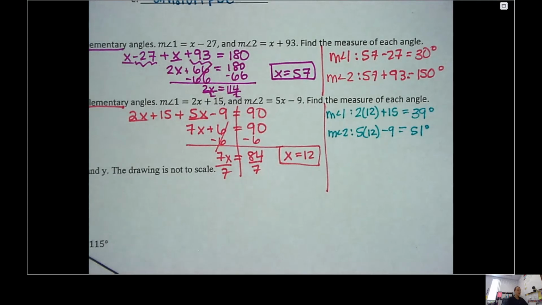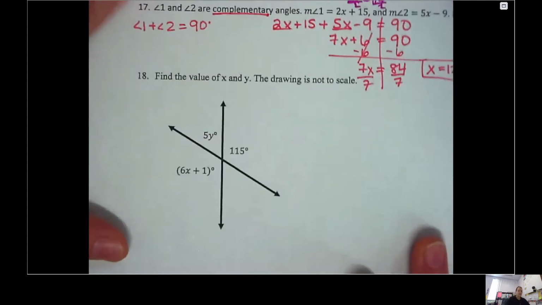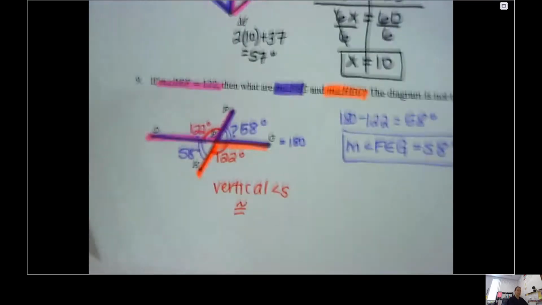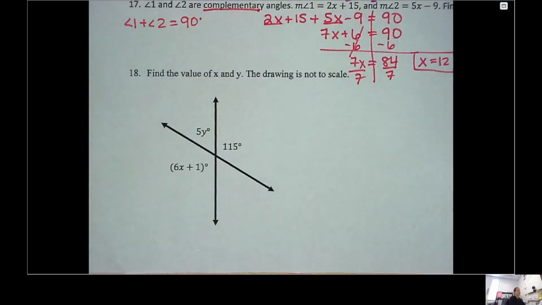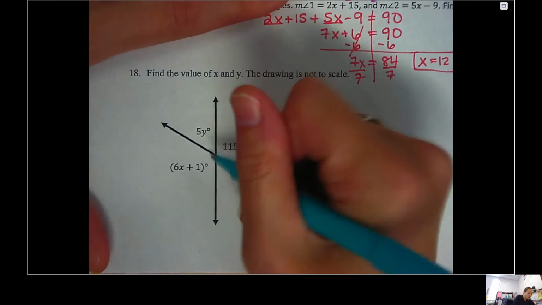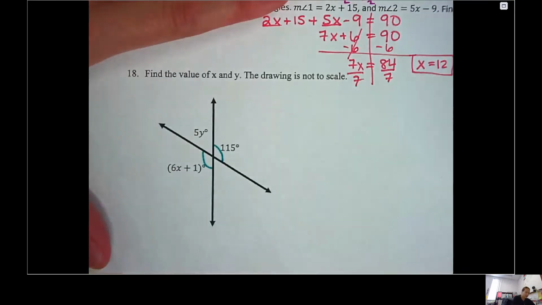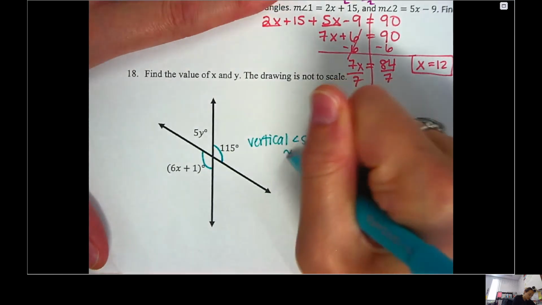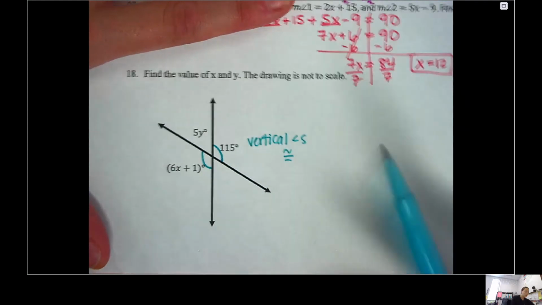We're good. Last one. Find the value of x and y. The drawing is not to scale. So this problem is very similar to this one over here, number 9, right? Vertical angles are congruent, and two angles that are next to each other should be, excuse me, supplementary. So this angle and this angle are vertical angles. And I know vertical angles are congruent, which means they're the same. So I'm going to take these two and set them equal to each other.